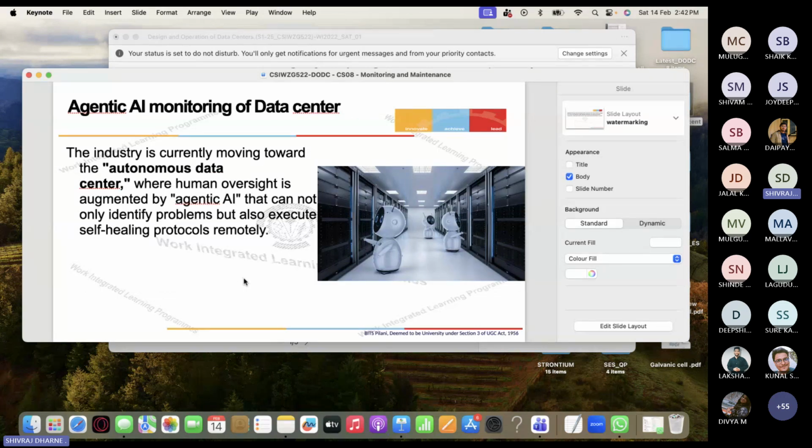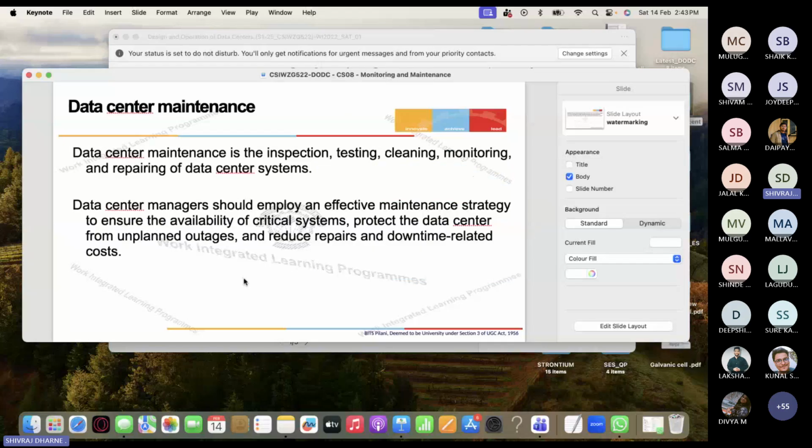There is something called agentic AI monitoring of data center. Nowadays, if you see the data center, they are like autonomous data centers. What does it mean? That means there is human oversight, but there are agentic AI that not only identify the problem, but also help you execute self-healing protocols remotely. You don't have to go inside, so they call it agentic AI, right? So in future, in large data centers, you cannot humanly or manually do things. It has to be a lot of automation. So this is already happening, right?